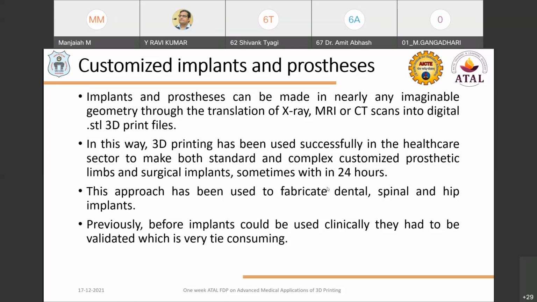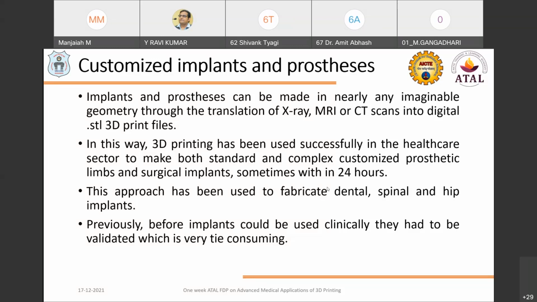That is, it can be used for printable formats. In this way, 3D printing has become widely useful in the healthcare sector to make both standard and complex customized prosthetic limbs and surgical implants, sometimes within a very short period of time, even 24 hours. This approach has been used to fabricate dental, spinal and hip implants.